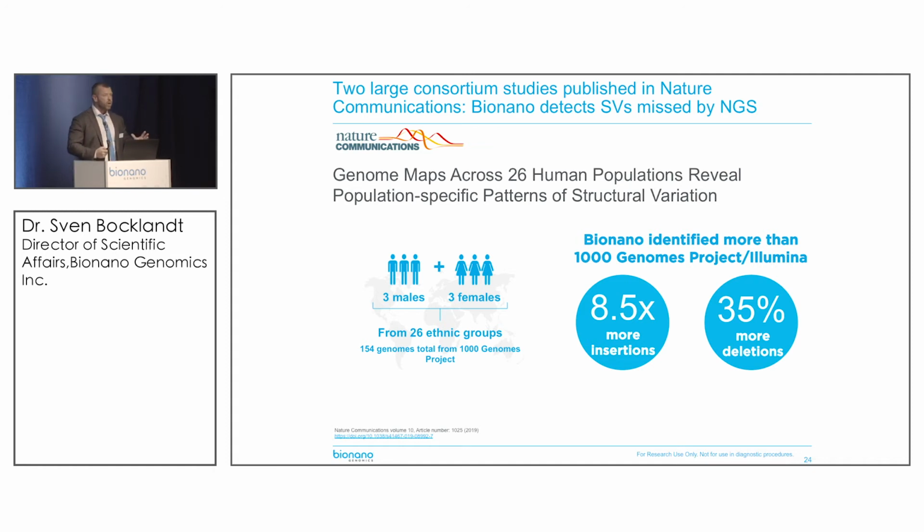And this was done years ago on our previous generation instrument with our previous generation labeling chemistry that had much lower resolution for SVs. And yet we call 8.5 times more insertions than Illumina could. 8.5 times. So if you're looking at a genome with just short-read sequencing, you just don't see those. We also saw about 1/3 more deletions, which you think are easy to pick up with sequencing, but not quite.